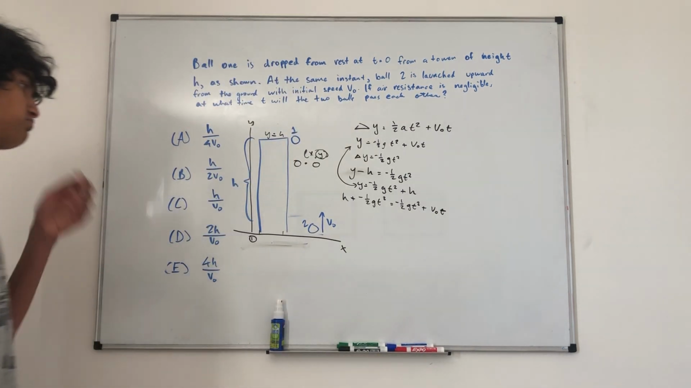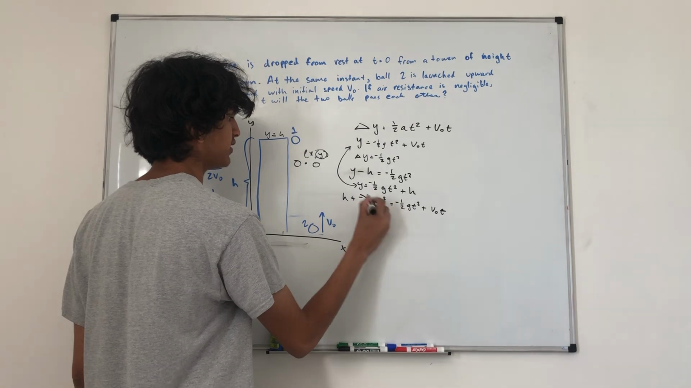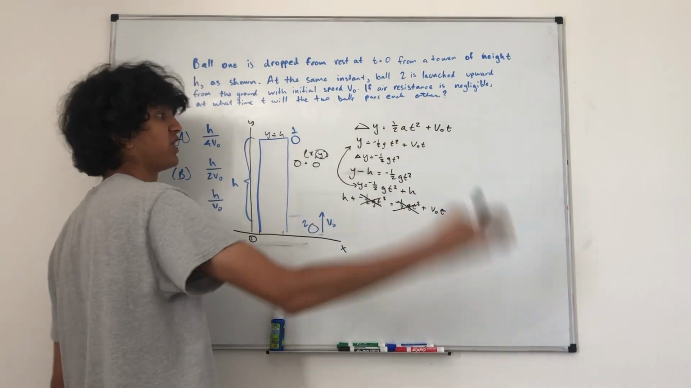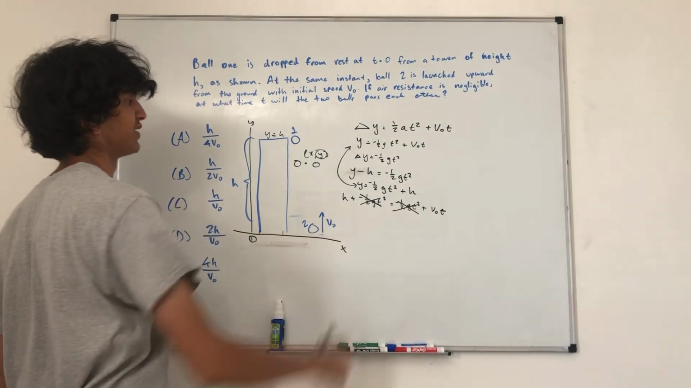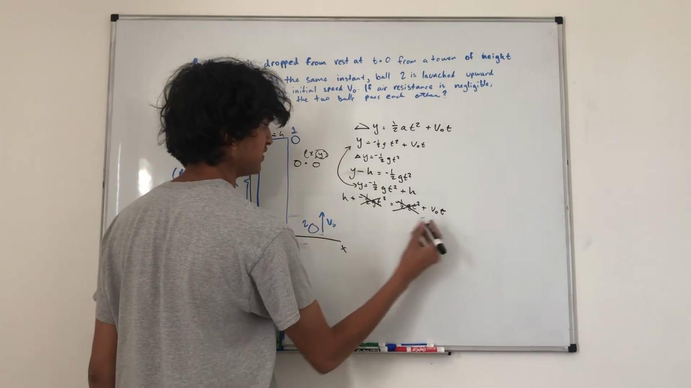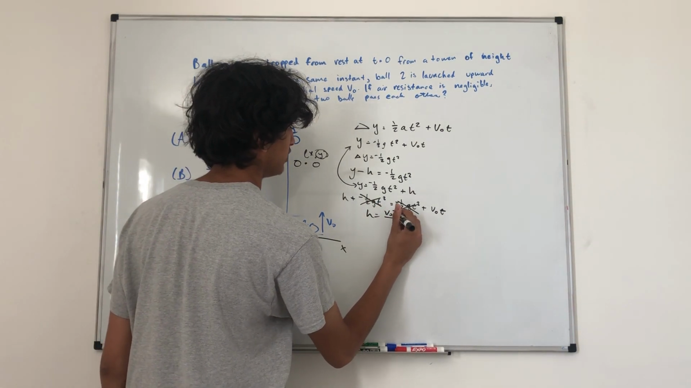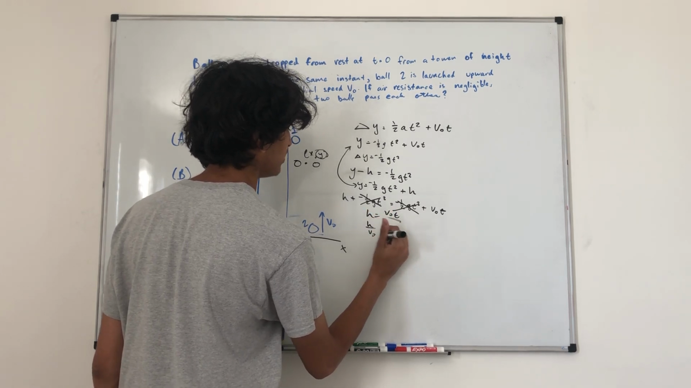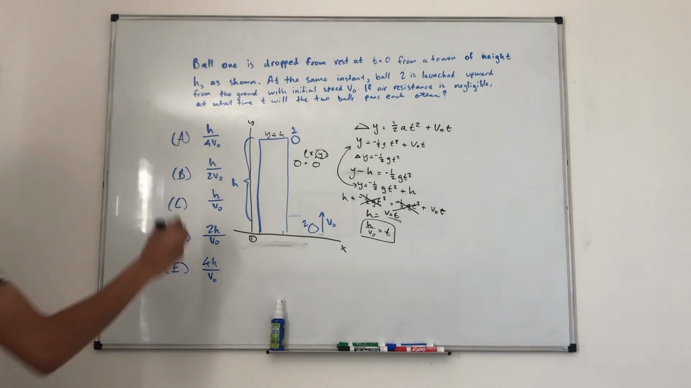Okay, so now we have the same term on both sides, and you can cancel it out. That's another reason why you didn't really need to put negative g into this equation, because either way the term was going to cancel out, but that's okay. So h is equal to v naught times time. Then you just divide h over v naught, and you get time equals h over v naught. So that would be answer choice C.